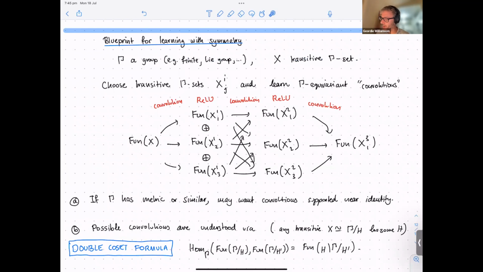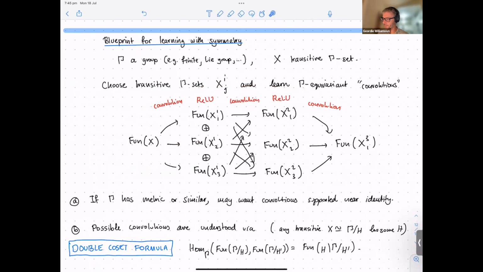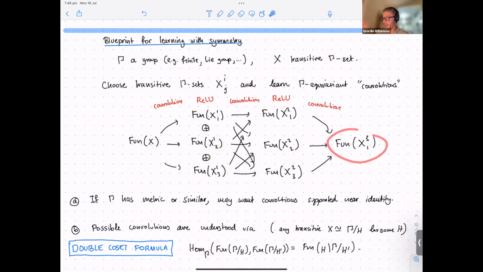Basically what we do is we write down exactly the same structure as before. We consider functions on X, and then we consider functions on transitive gamma sets, and link them all up in this way. And now the important question to ask is, what are the filters?